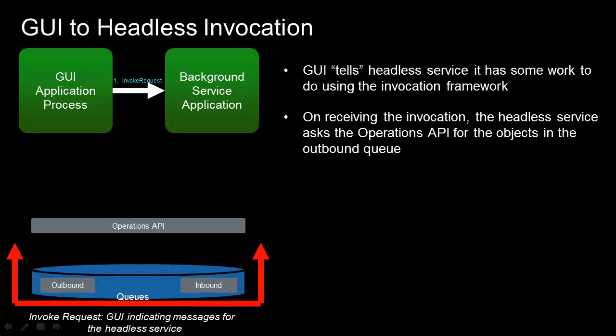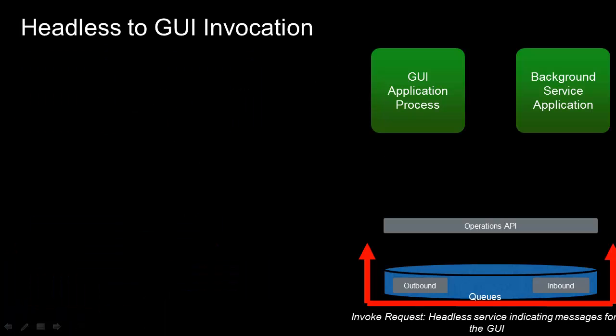On receiving the invocation, the headless service asks the operations API for the objects in the outbound queue. And the operations API delivers that list of one or more operations objects for the headless service to process. And the same can happen in reverse.